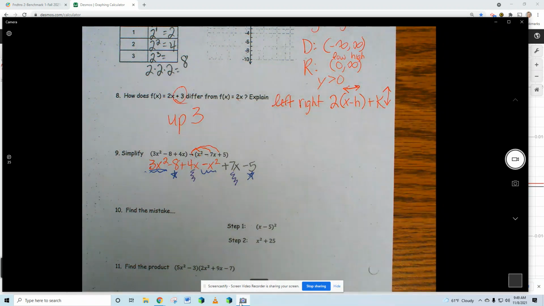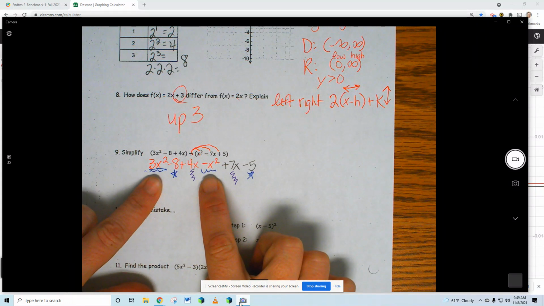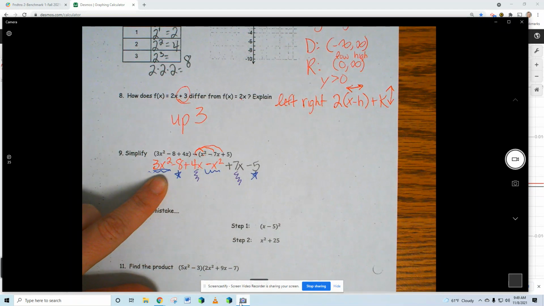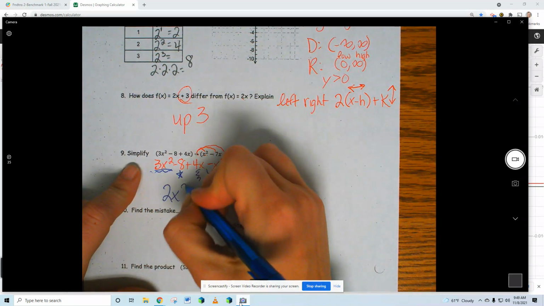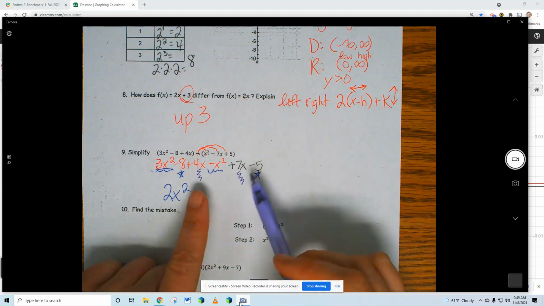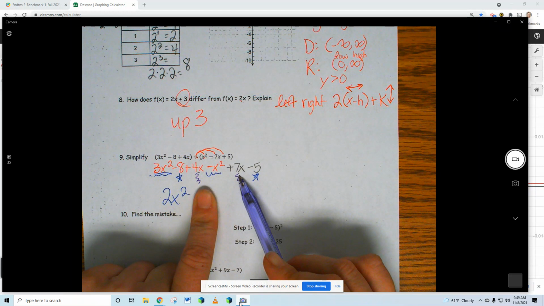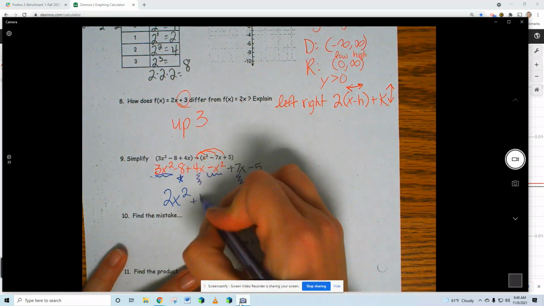Thank you. What's 3x squared minus x squared? 3x squared minus x squared is 2x squared. Next is going to be my x to the first power: 4x plus 7x. What's 4 plus 7? 11x.